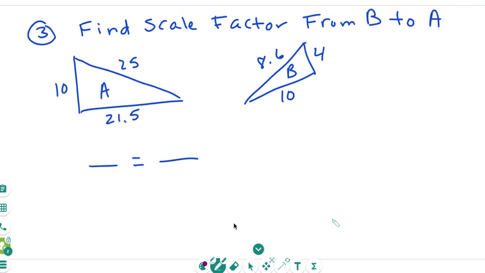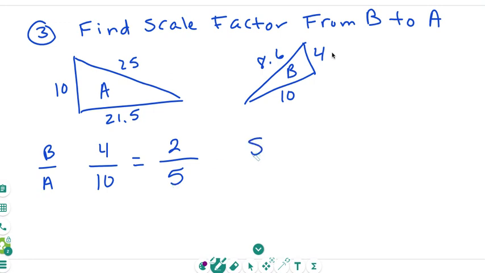Find the scale factor going from B to A. So what I'm going to do here is select a side from B, and I'm going to select a side from A because I'm going from B to A. I notice that I've got some decimals here I could use, but I have the two shortest sides. So I'm going to do 4 and 10, which simplifies to 2 and 5.